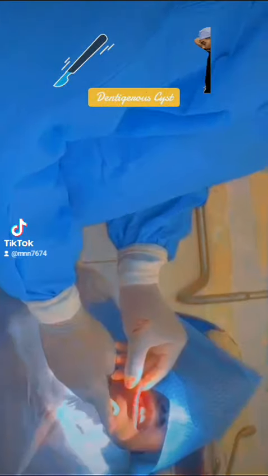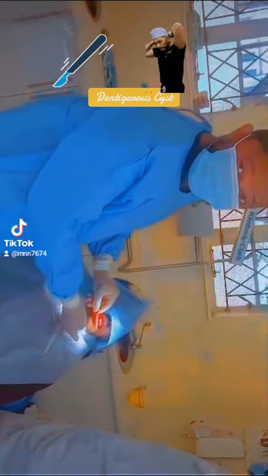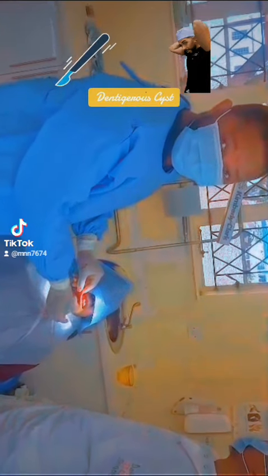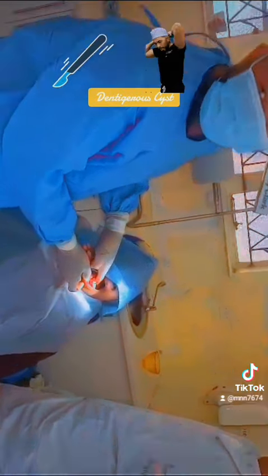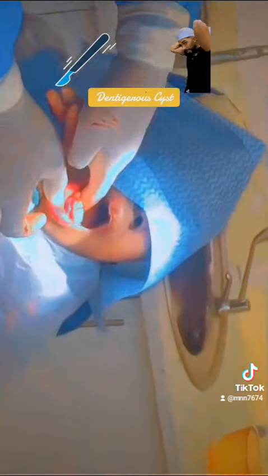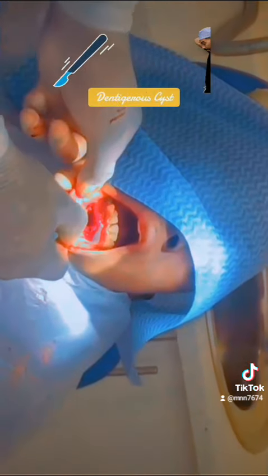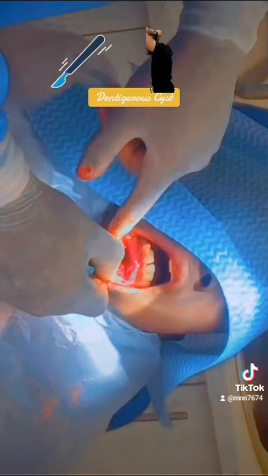So we don't expect anything to happen to him, because the inferior bone of the mandible is still intact, and the lingual cortical plate is not compromised. Therefore, it might look like it's big, but it can get a lot worse.